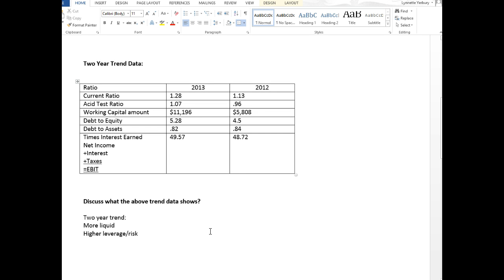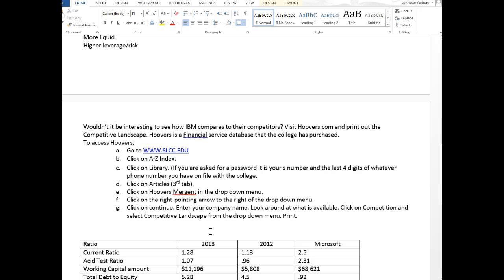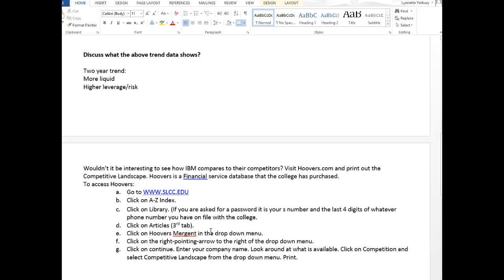Wouldn't it be interesting now to compare IBM to their competitors? And that's what I want to show you next. It's really, really very easy to do. What I want to do is show you how to use the Hoovers.com financial reporting database and show you how to access it and find out information you might be interested in.